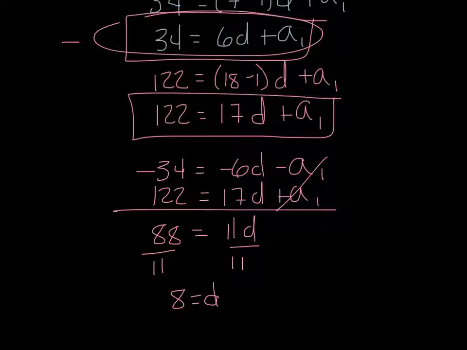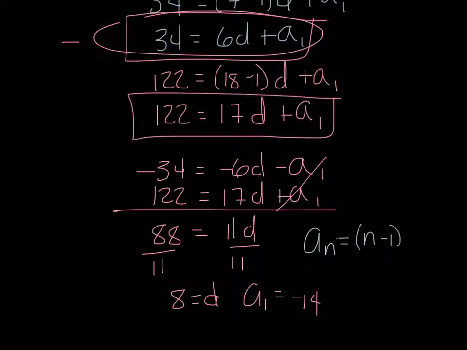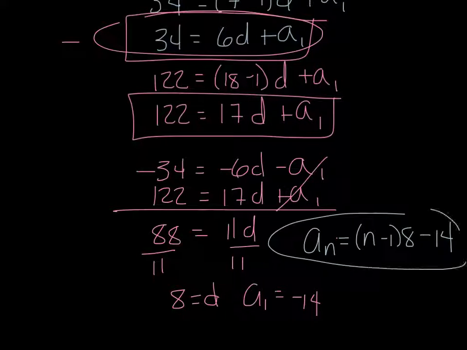And then we can go in and solve, and if 8 equals d, we can plug that in for one of the d's, and we get that a sub 1 equals negative 14. So my equation then would be a sub n equals n minus 1 times 8 minus 14. And of course you could simplify that also.